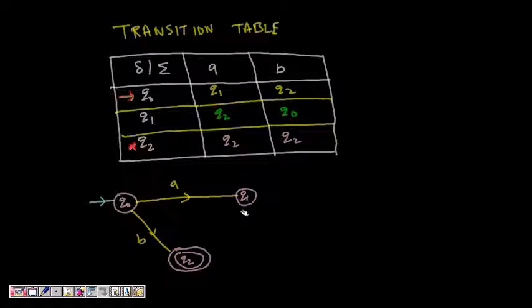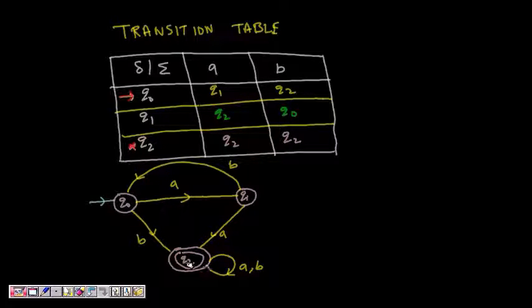From Q1, if I see A, I go to Q2. On Q1, if I see B, then I go to Q0. So these are the DFA in the graph format. On Q2, if I see A, I remain in the same state. Even if I see a B, I remain in the same state. So it's denoted by this: with both A and B, you remain in the same state.